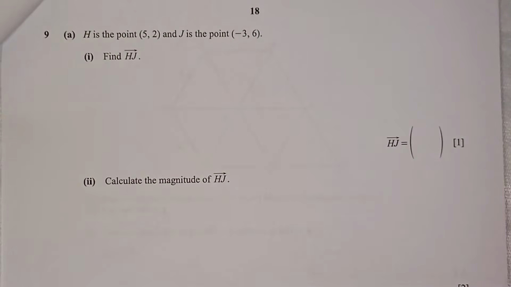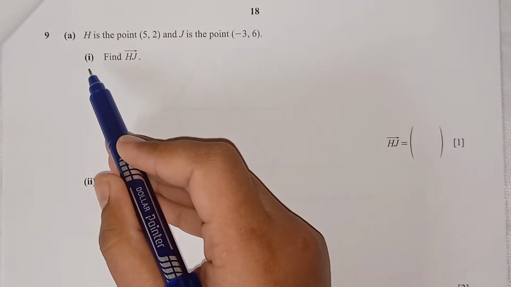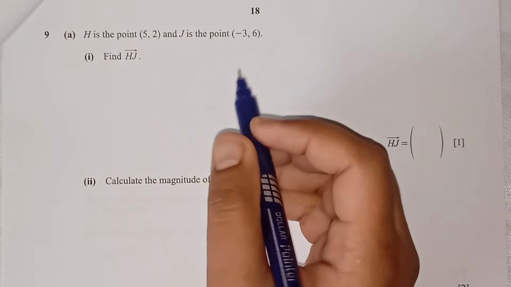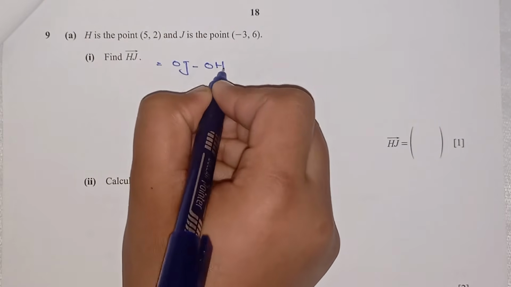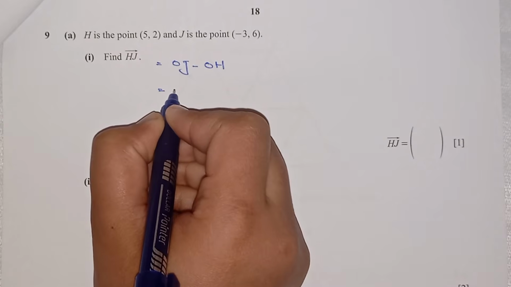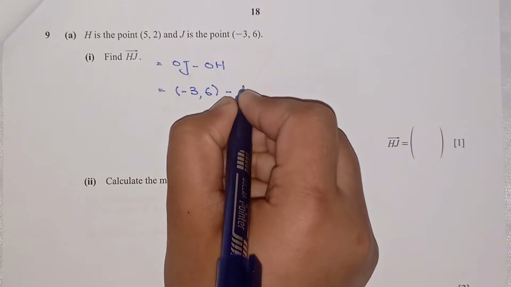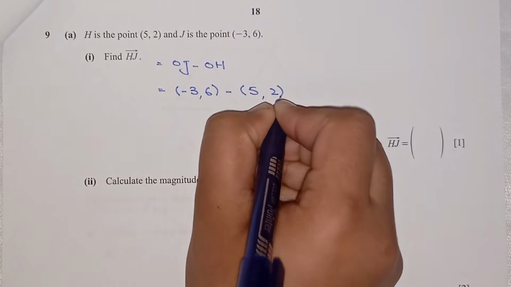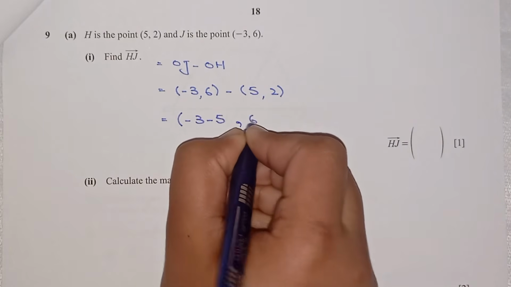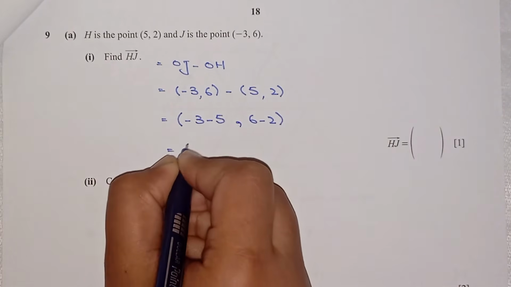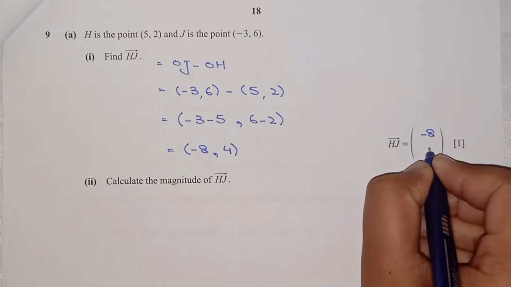Number 9, in part A, H is a point like this and J is a point like this. The first part, find HJ. HJ is basically equal to OJ minus OH. Now what is J? J is (-3, 6), and subtract H, that is (5, 2). So we have -3 minus 5 and 6 minus 2. So this would be negative 8 and 4. So HJ is (-8, 4).